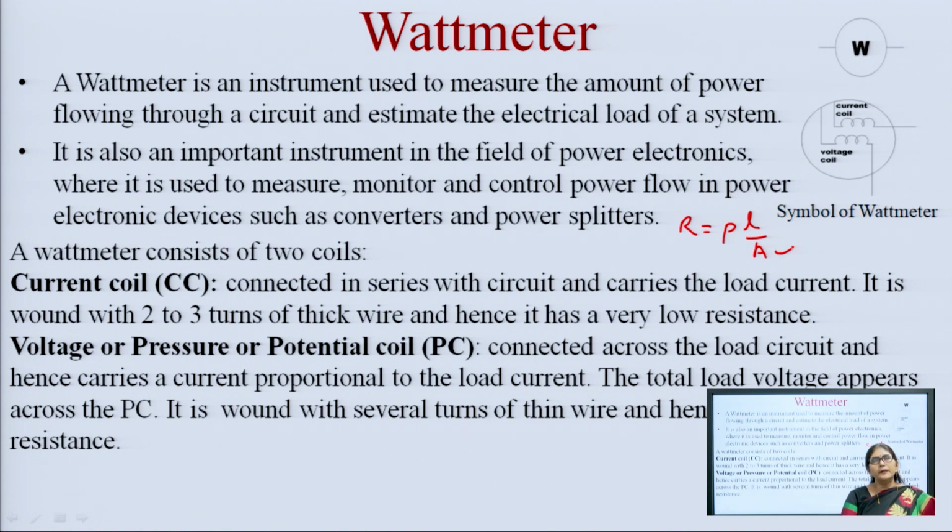Since the pressure coil is connected across the load, the current flowing through it is proportional to the load voltage. It is wound with several turns of thin wire, and hence it offers very high resistance. Since it offers very high resistance, the angle between the voltage and current is 90 degrees.